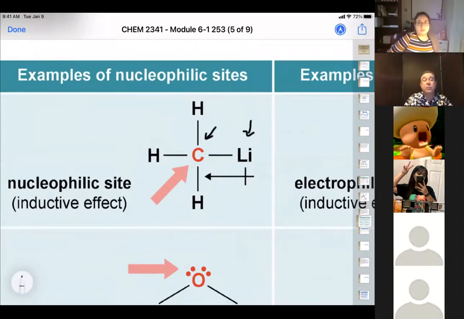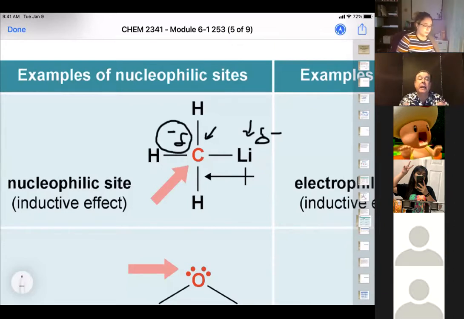The carbon is more electronegative, has a higher electronegativity, right? It's closer to fluorine, okay? Because of that, it's going to pull electron density away from the lithium, which has a lower electronegativity. So what that means is that there's going to be a partially negative charge on carbon and a partially positive charge here. Okay, so this is partially negative, which makes it a nucleophilic site, meaning a nucleophile can come in and attack that partially negative carbon.